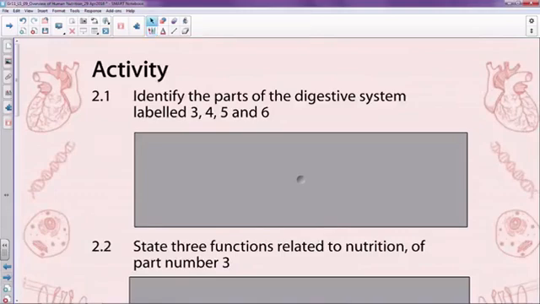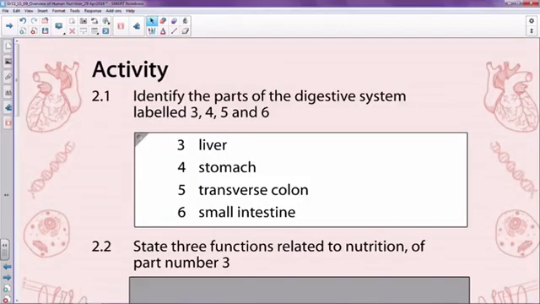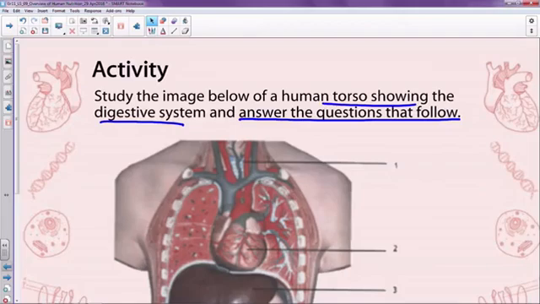So the first question was, identify the parts of the digestive system labeled 3, 4, 5 and 6. And as I said, label as much as you can. And if you looked at number 3, 3 was the liver. So I'm just going to very quickly go back to our diagram so I can help you label all the parts. So that shows the esophagus. So the esophagus there.